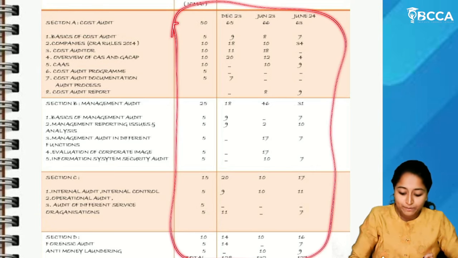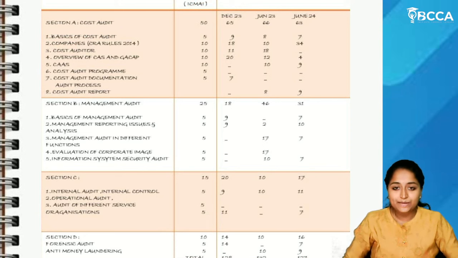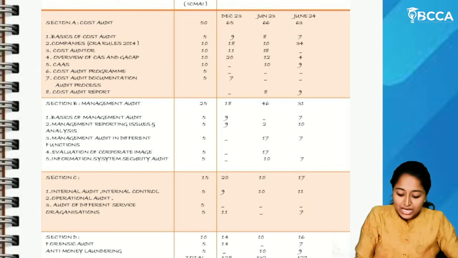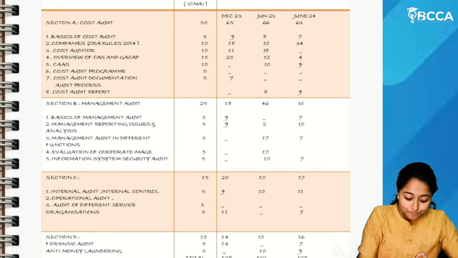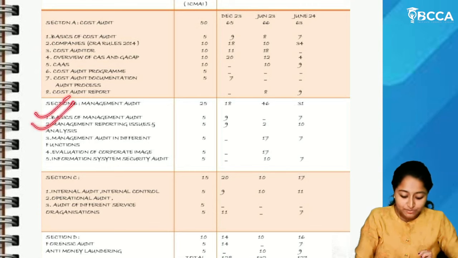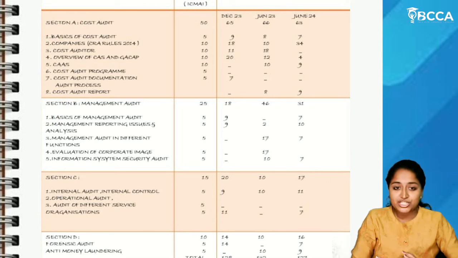This analysis which I have prepared, in this I have included all the MCQs, practical questions and theory questions combinedly. This is the actual weightage for Section A. Okay. So the first chapter in our strategy for preparing cost and management audit should be Section A. And Section B should be the second step. And further, you can shift on to Section C or Section D alternatively as per your choice. But Section A and Section B should be your first priority while preparing for cost and management audit, as these two chapters have most weightage in our paper.